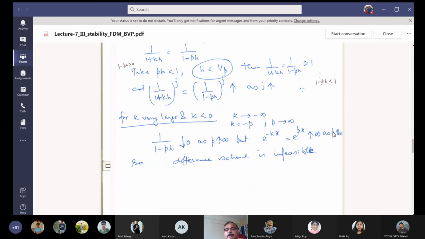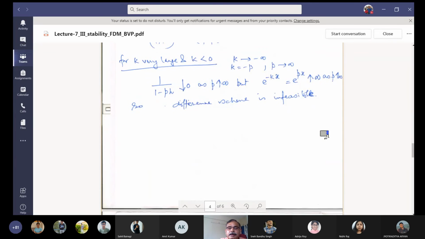So again, the difference scheme is infeasible. Is that right? The behavior of both the parts is not the same. This is going to 0 while this blows up. Is that right? Yes, sir.